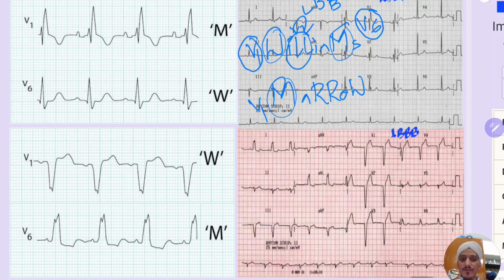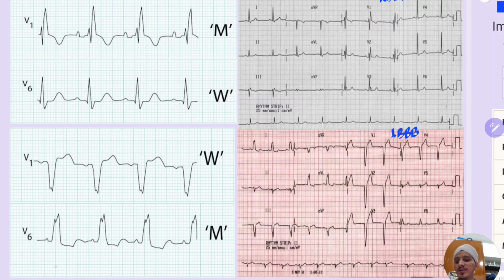This is V1 M and this is V6 W, and this is RR, nothing but right bundle branch block pattern. So when there is RBBB, you will have M pattern in V1 and W pattern in V6, meaning a broad S wave in V6. This is a simple mnemonic to remember this one. See, this is M, small and big one.